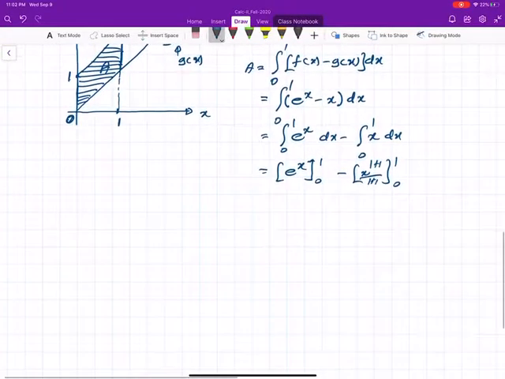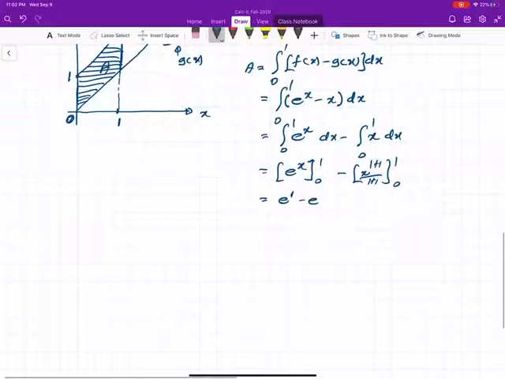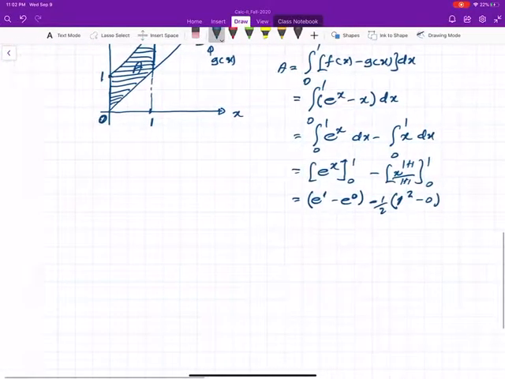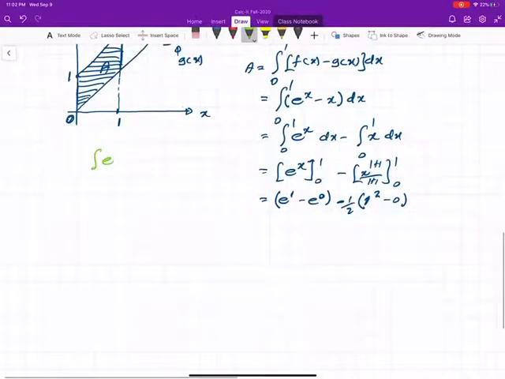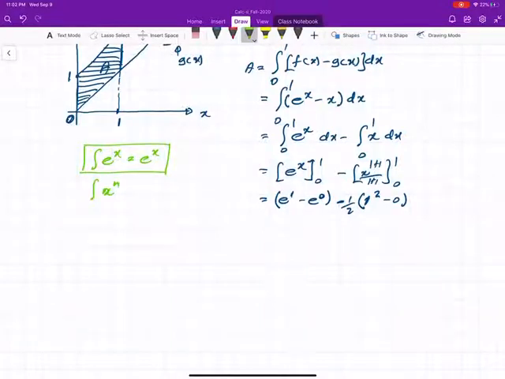Now here you substitute the upper limit, e to the power 1 minus e to the power 0. And then this is minus half x to the power 2. That means 1 to the power 2 minus 0. All right. If you can't remember the integration formula, I'm going to write those formulas here. Integration of e to the power x is just e to the power x. Integration of x to the power n is x to the power n plus 1 over n plus 1.